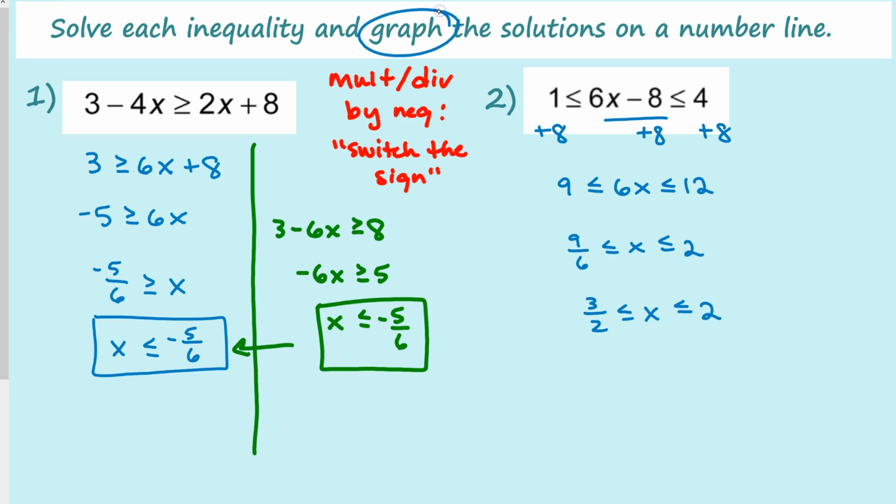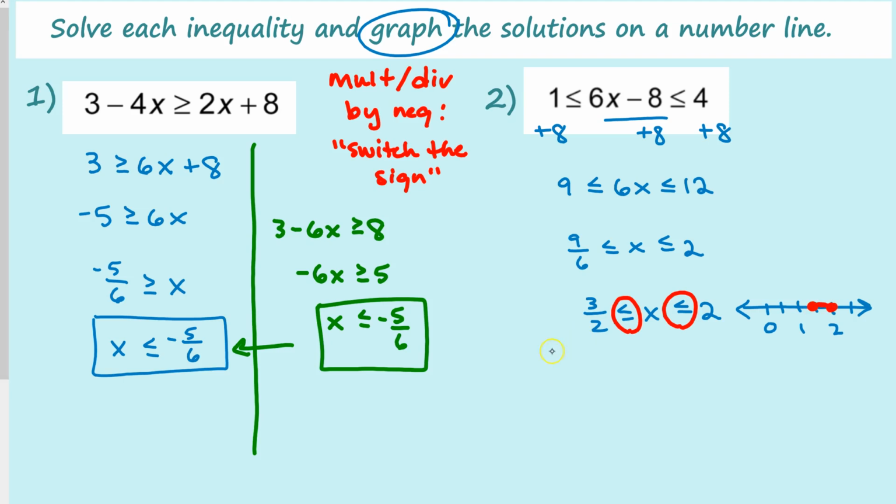I kind of forgot about graphing on the last one. So for graphing on this one, I'm just going to make a quick sketch. We need to have 3/2 in here somewhere, and we need to have 2. How about 0, 1, 2? We've got equal signs on both of these, so closed circles, closed circle at 3/2, closed circle at 2, and then a line segment in between.